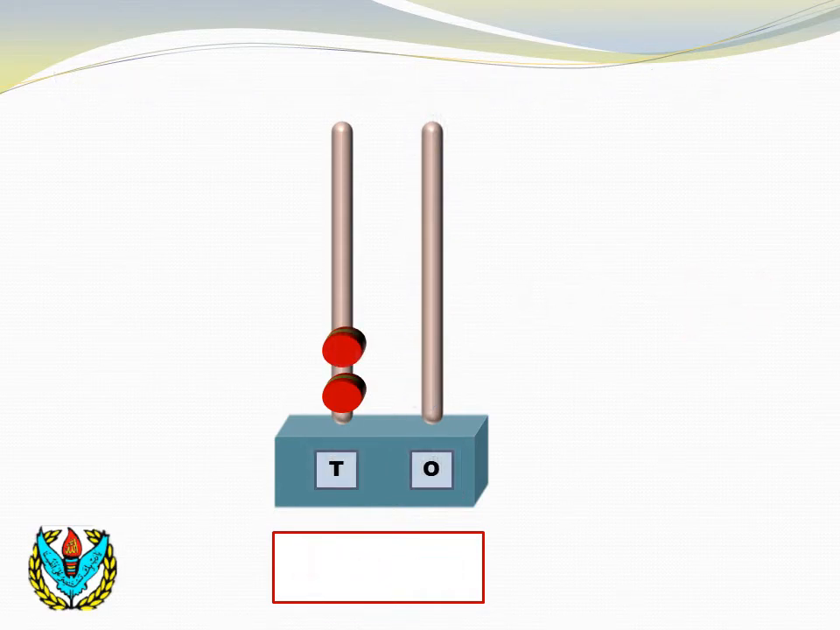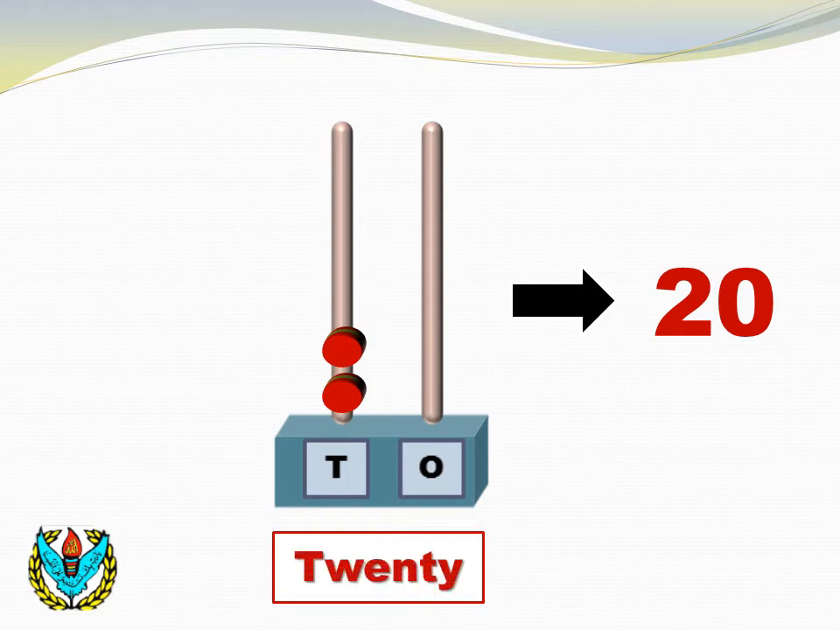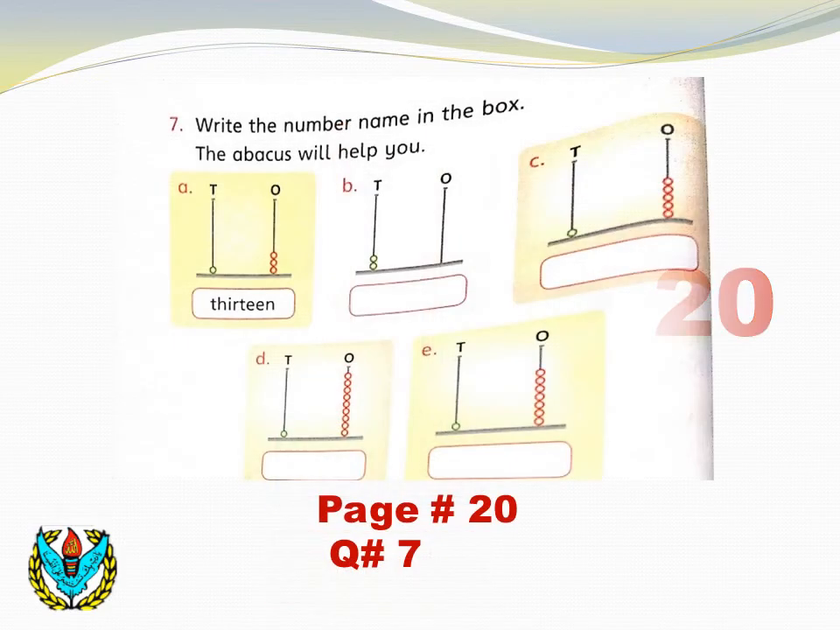Another example. There are 2 beads in the tens rod and no beads in the ones rod. It makes the number 20. Write the spelling of 20 in the box. Page number 20, question number 7 is your relevant question.